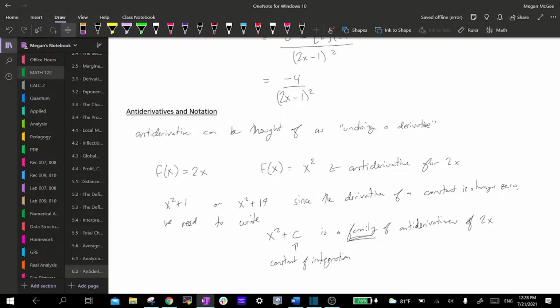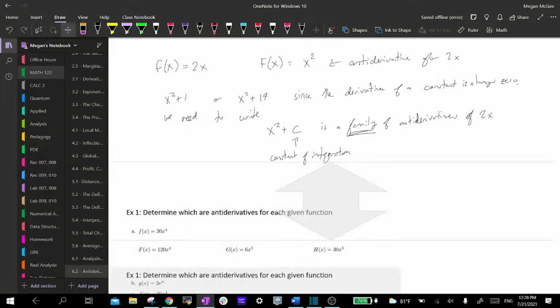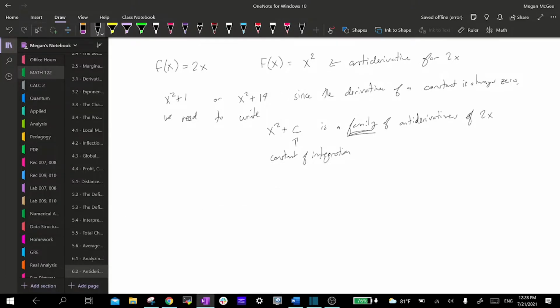All right, I need a little bit more room because we need to talk about notation next. So for notation, we're going to write the indefinite integral. So that means no bounds. I'm not going to write a and b. So the indefinite integral of f of x with respect to x is going to be capital F of x plus c.